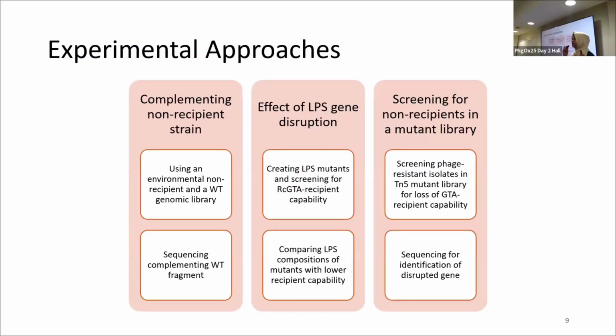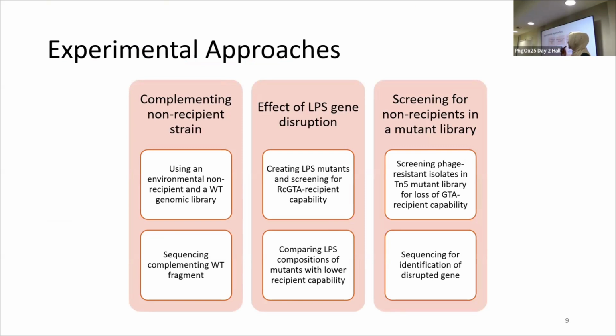So with that, I'll get into a brief overview of what my experimental approaches are. The first set of experiments involve a non-recipient strain of Rhodobacter capsulatus and complementation of this strain with a recipient wild-type genomic library, and then subsequent sequencing of the wild-type fragment.